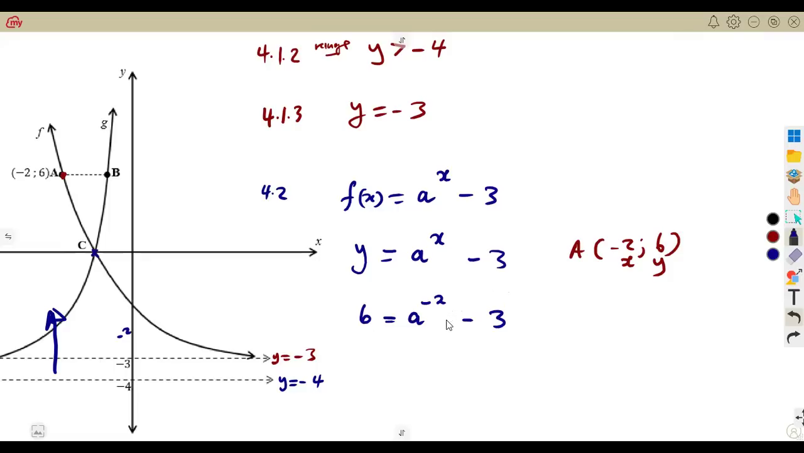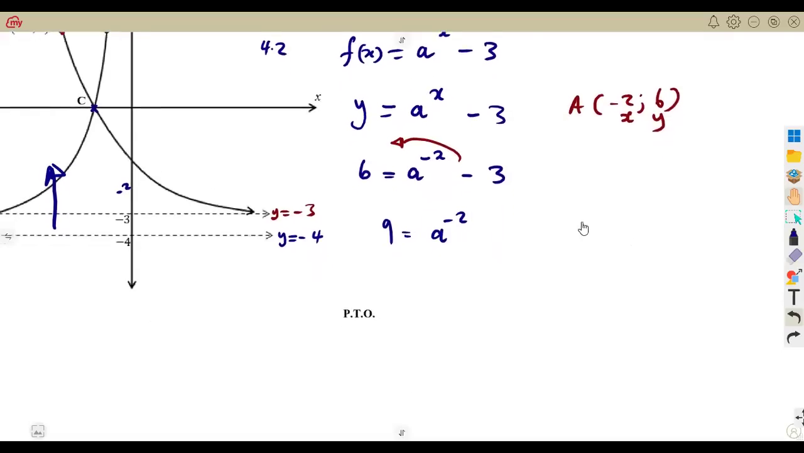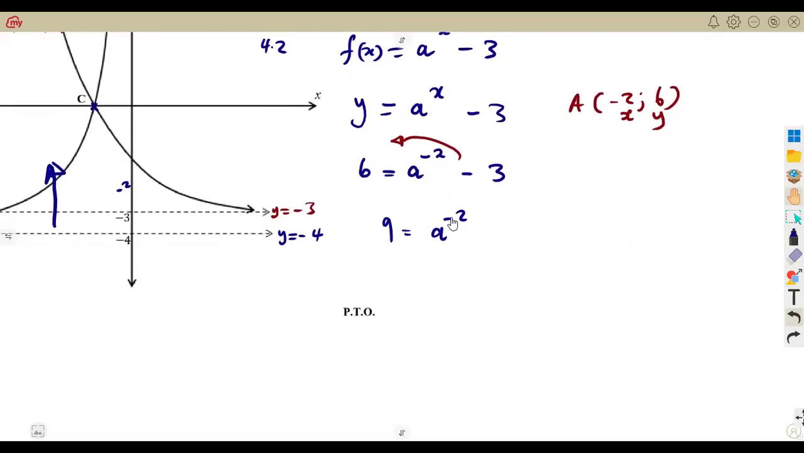Remember, we need to show that a is equal to 3 to the exponent of -1. All right, no problem. Let's take this to the other side. It becomes a positive; there it was a minus. You transpose this, that's a plus. 6 plus 3 is equal to 9. So 9 is equal to a to the exponent of -2. This is where we are. We need to find the value of a, guys. We need the value of a, and this one is a to the exponent of -2.